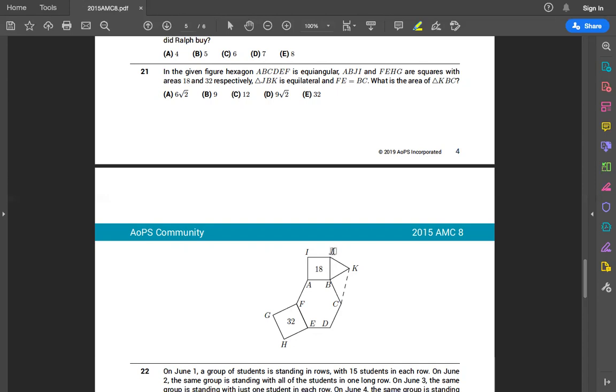All right, so that's a lot of information. We'll start by trying to figure out what we need. So first, we'll try to find this angle. So we know this is 90. And in a hexagon with all the angles equal, we know every angle is 120. We know that an equilateral triangle has angles of 60.